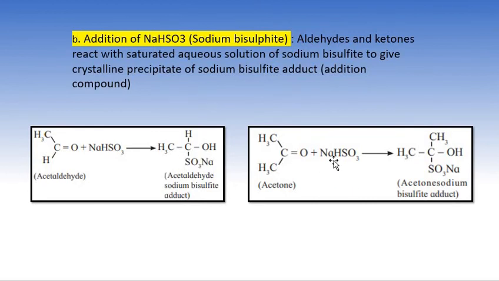Similarly, when it is reacting with ketone, what will happen? The negative part or the nucleophile, which is SO3Na, will go to carbon atom and hydrogen will go to oxygen to form OH group, and the compound would be known as acetone sodium bisulfite adduct.